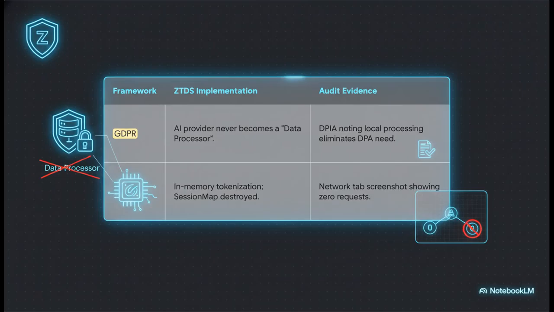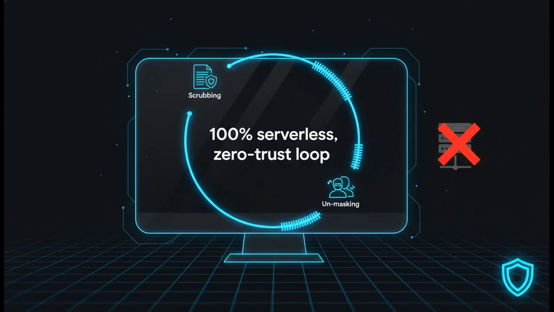Under a framework like GDPR, because your sensitive data is never transmitted, the AI provider never legally becomes a data processor. And this is huge, because it eliminates the need for all those complex and risky data processing agreements. For something like SOC 2, the in-memory process and the verifiable lack of outbound requests provide clear, irrefutable audit evidence for your confidentiality controls. So the key takeaway is really this.